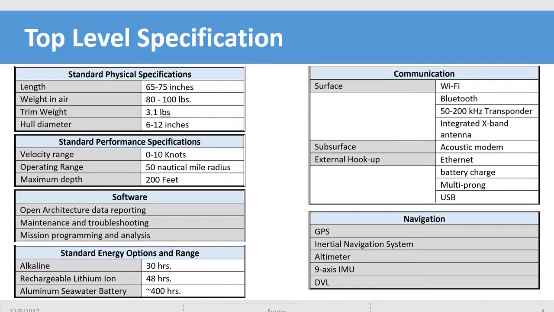The external hookup requirements include an Ethernet port, a battery charge port, a multi-prong port, and a USB port for data transfer. The navigation requirements for the AUV include GPS, an inertial navigation system, an altimeter, a 9-axis IMU, as well as a DVL.